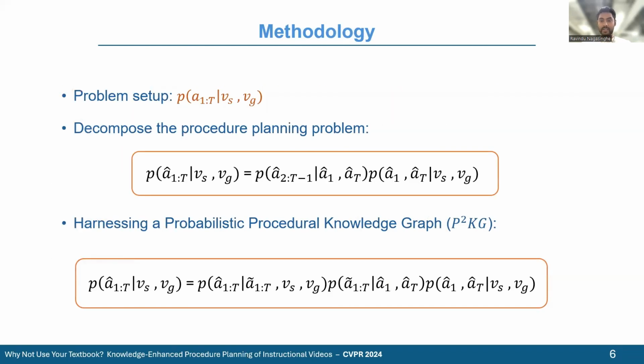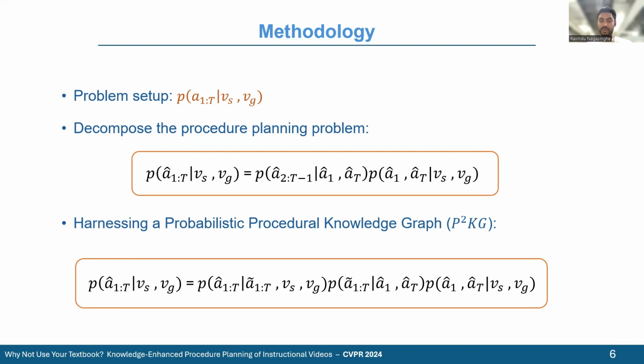In procedure planning, given an initial and a goal state observation, the model is required to plan a sequence of action steps A1 to AT to reach the indicated goal. To this extent, we decompose the problem into two subproblems. The first subproblem is to identify the beginning step A1 and the end step AT. And the second subproblem is to plan the intermediate action steps given the first step and the last step. To tackle the second subproblem, we integrate a probabilistic procedure knowledge graph.